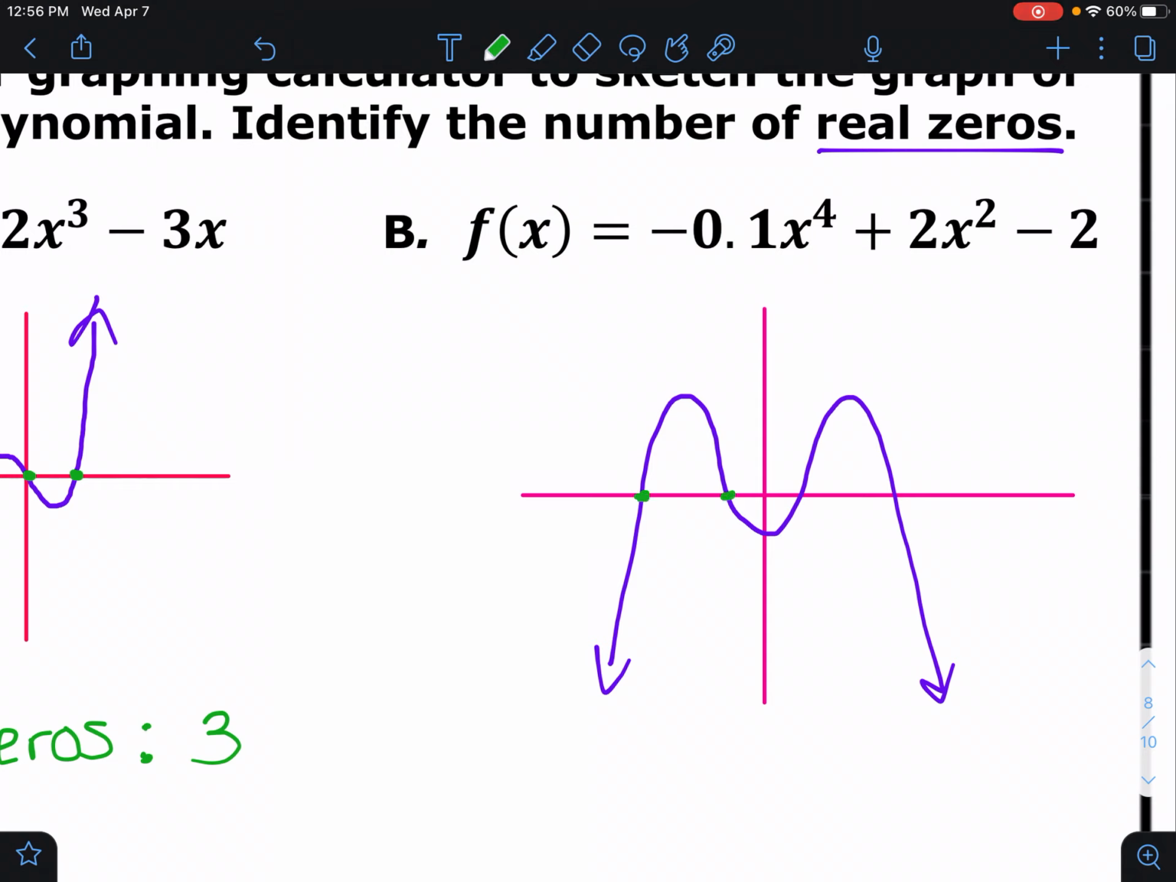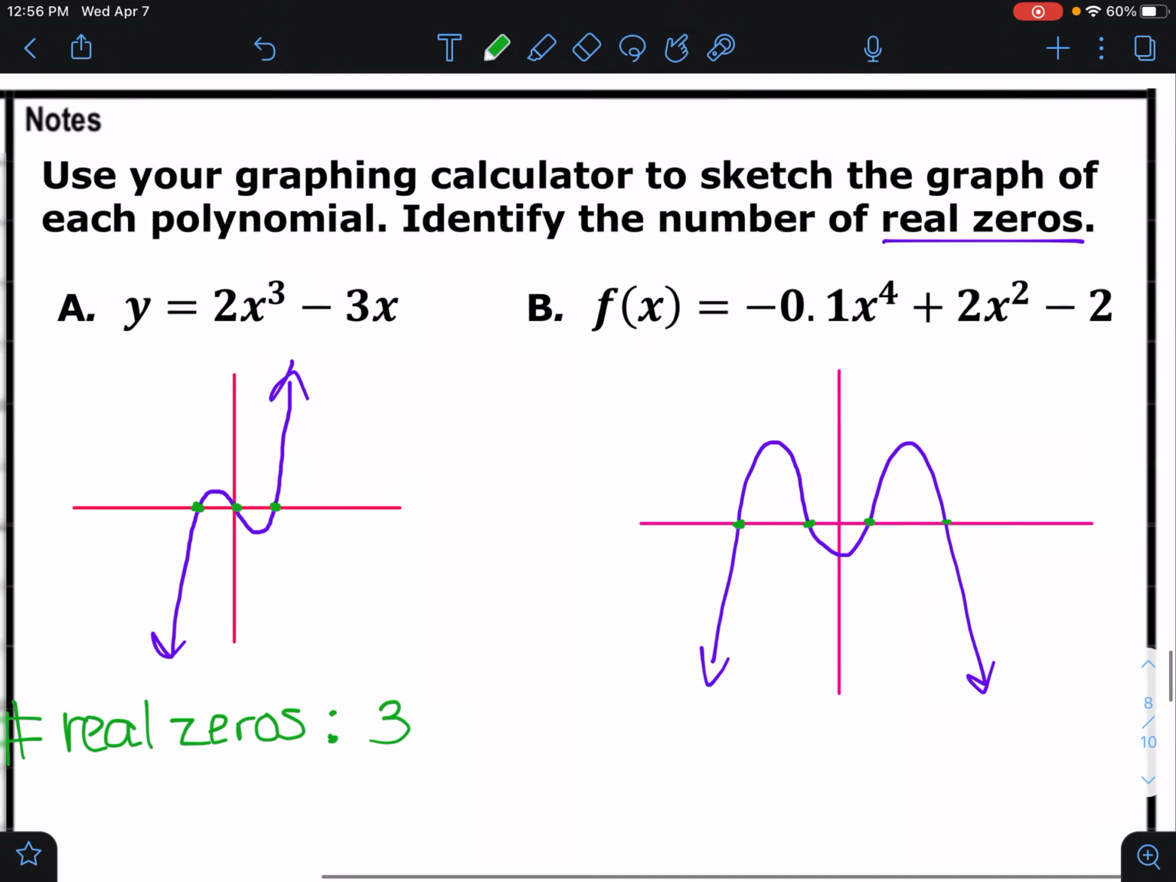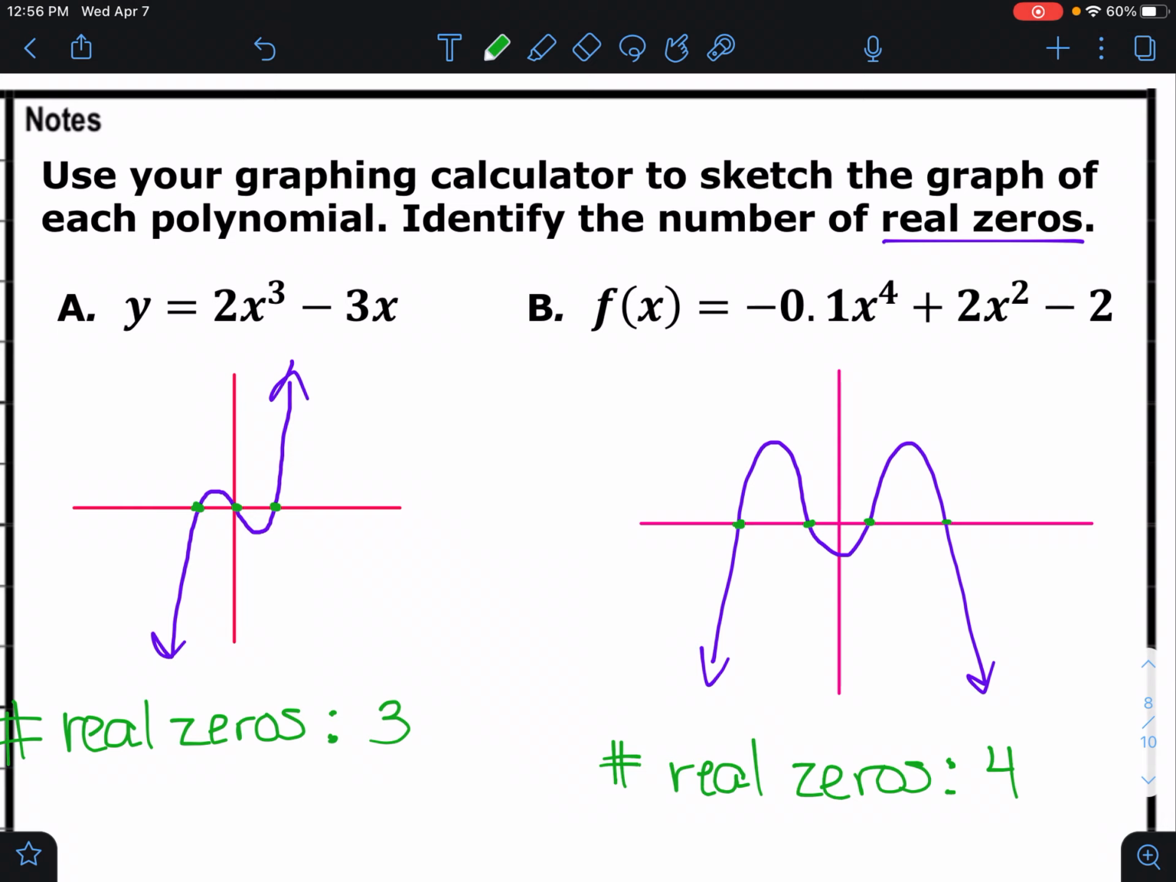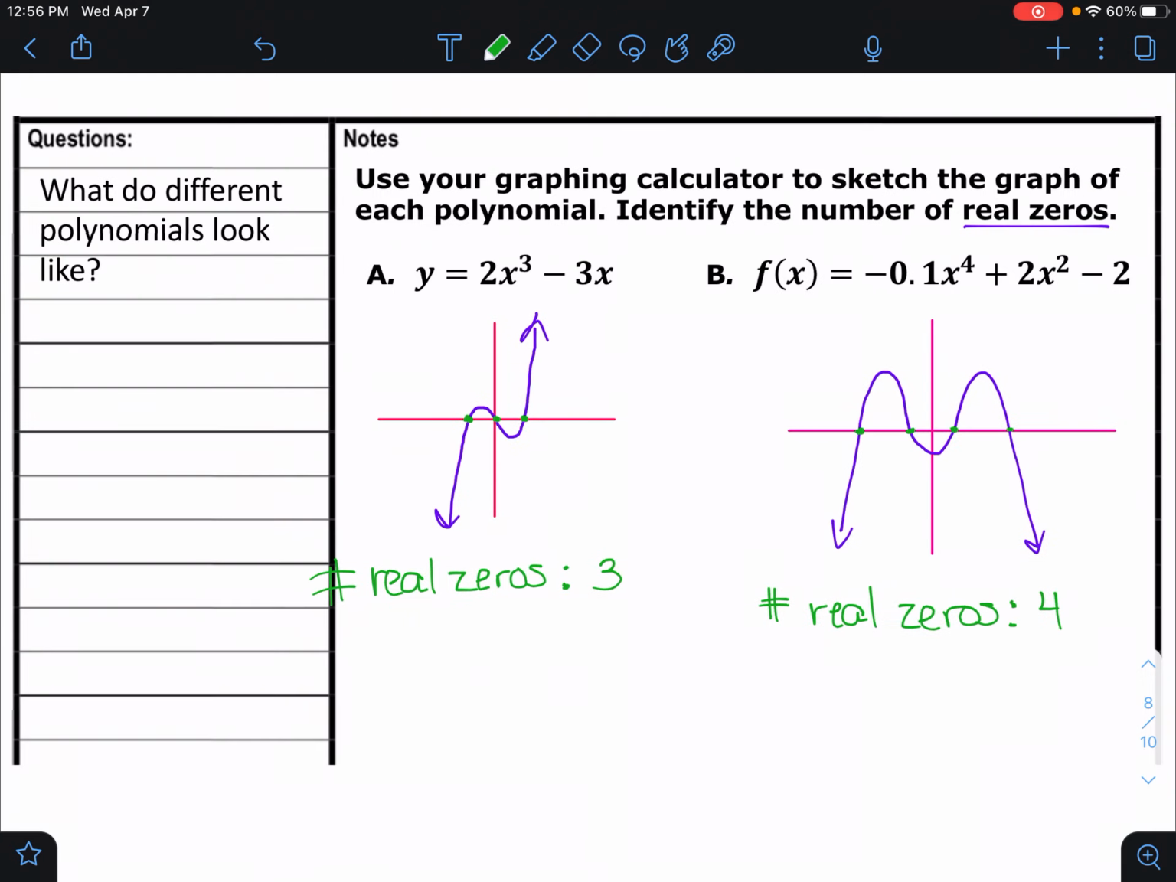All right, now how many times does it cross the x-axis? 1, 2, 3, 4. Both of these happen to match, right? This one has 4 and this one has 3. That will not always happen. So just be aware of that. So number of real zeros, there are 4 of them. Okay, and that's what a quartic function can look like.